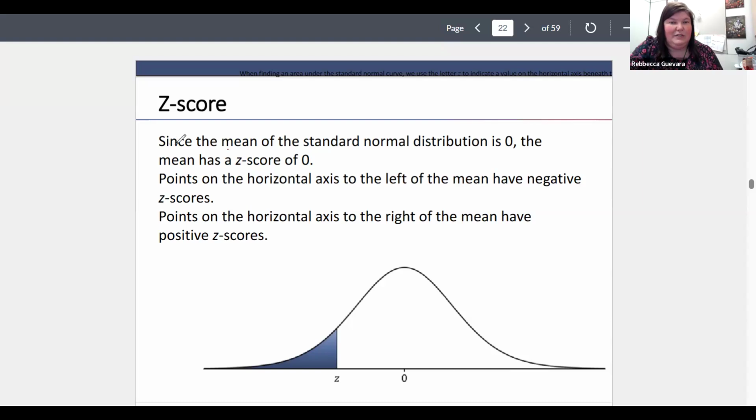Since the mean of the standard normal curve is 0, yes, the mean would also have a Z-score of 0. I was trying to read that and was not processing it correctly. So those end up going together. Points on the horizontal axis to the left of the mean are going to have negative Z-scores, so anything over here is negative. If we're on this side, then my Z-scores would be positive. We already talked about that before: when we looked below the mean, Z-scores were negative, and when we looked above the mean, Z-scores were positive.